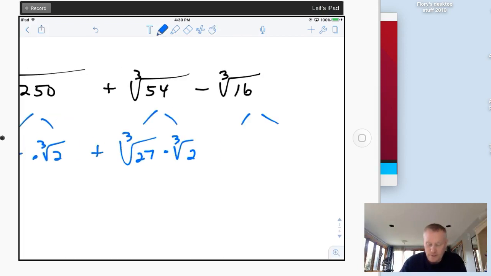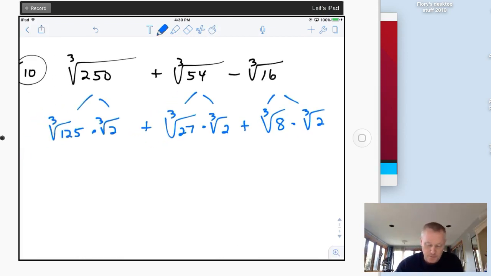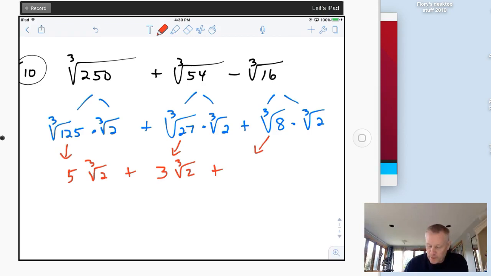And I'm looking at this over here and I'm thinking, gosh, the third root of 2 seems to be the common number there. 2 times what is 16? Gives me the third root of 8. And 8 is a perfect cube also. So all three of those have perfect cubes in them. And now I can break it down a little farther. We said 5, because 5 times 5 times 5 is 125. Third root of 27 is 3. 3 times 3 times 3 is 27. Third root of 8 is 2.